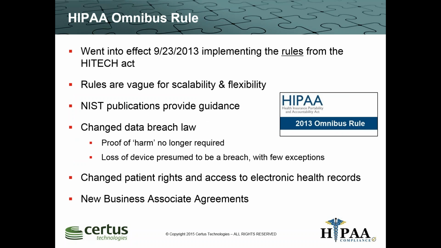So we've talked about acts. Now let's talk about rules. Rules are how the acts are implemented, how they're enforced. So in this case, the omnibus rule clarified a number of things, but most importantly, it established clear definitions of patient rights to their own health records, and also required that business associates have an agreement in place with you, the covered entities.